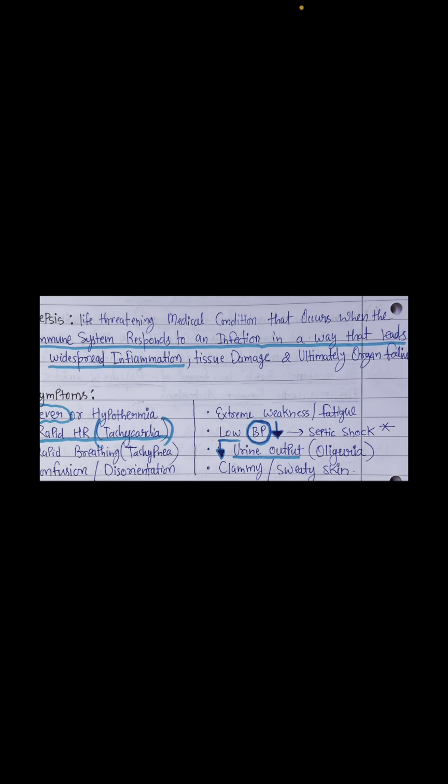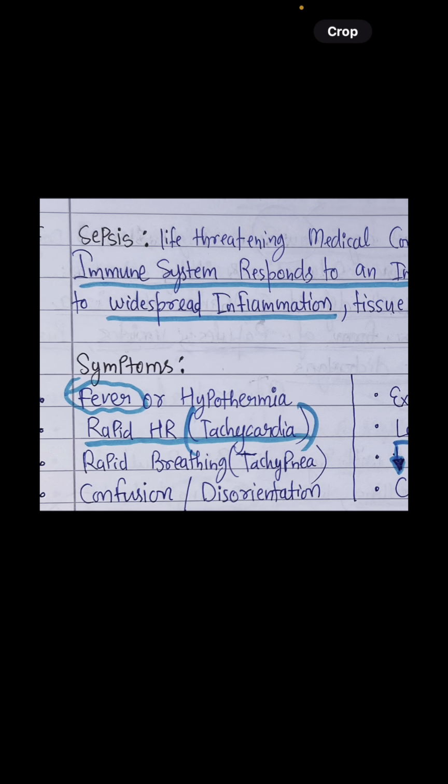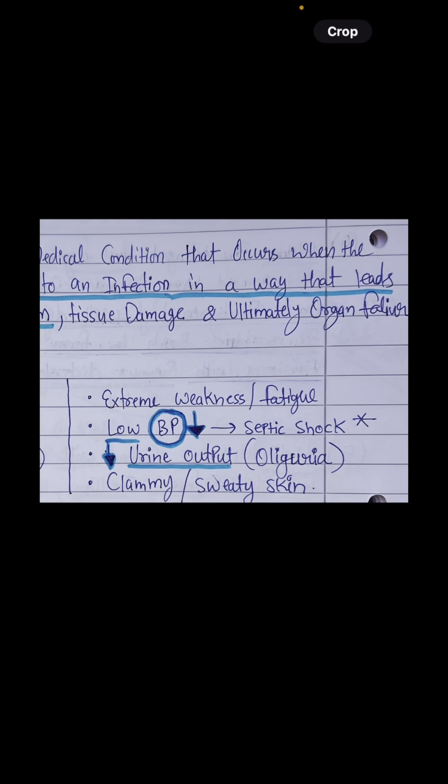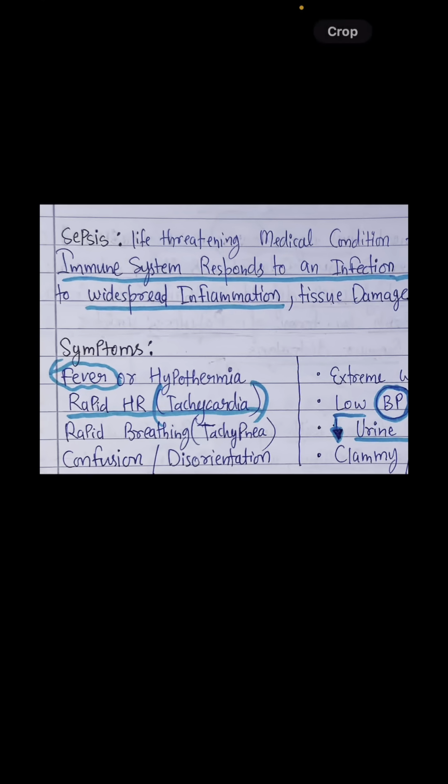Let's go next. Next is sepsis. Sepsis is an immune-mediated reaction to an infection, which will lead to widespread inflammation. Some signs and symptoms you can see: fever, hypothermia, rapid heart rate, tachycardia, low BP, which will be septic shock in later stages. Urine output will be low. The person is clammy and sweaty, confused, disoriented. So sepsis is a life-threatening condition.